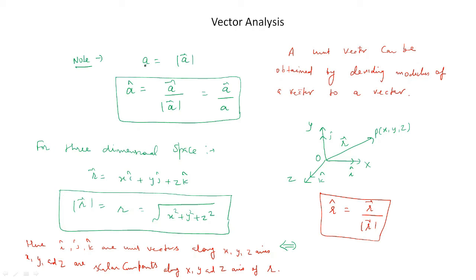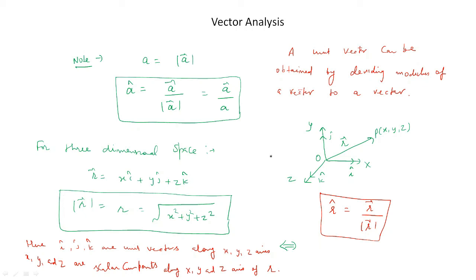Now the magnitude of a vector can also be represented, and if we define a unit vector, then if we divide a vector by its modulus, it becomes a unit vector. So we can write unit vector A is equal to vector A divided by modulus of vector A, or we can write it as vector A divided by A.